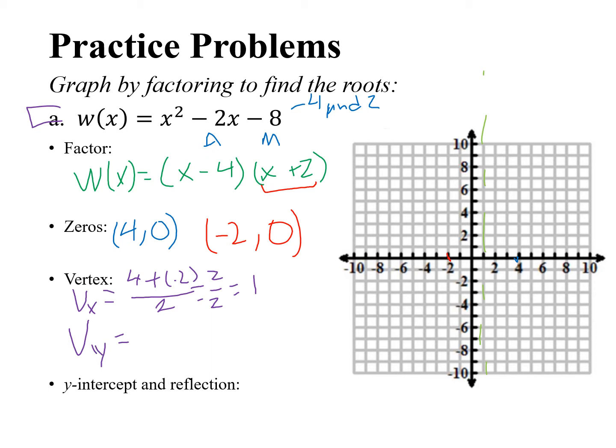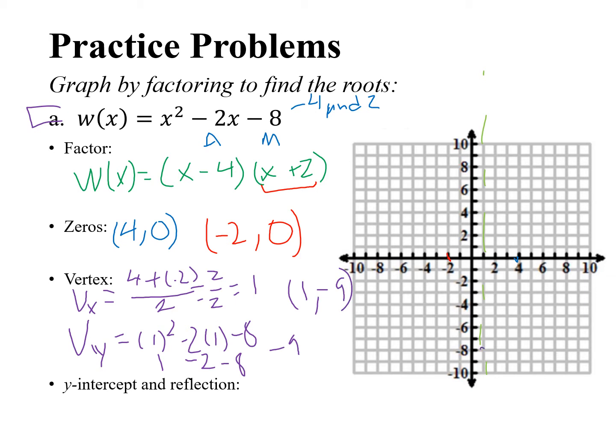So the y value when x is 1 is going to be 1 squared minus 2 times 1 minus 8. So 1 squared is 1, 2 times 1 is 2, and minus 8. 1 minus 2 minus 8 gives me a negative 9. So my vertex is going to be located at an x value of 1 and a y value of negative 9.